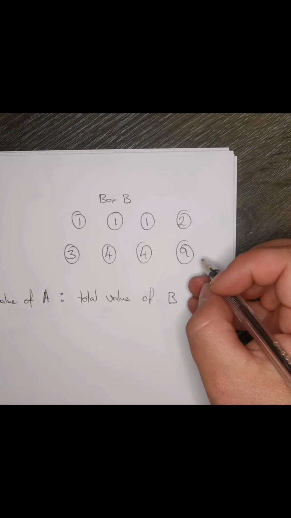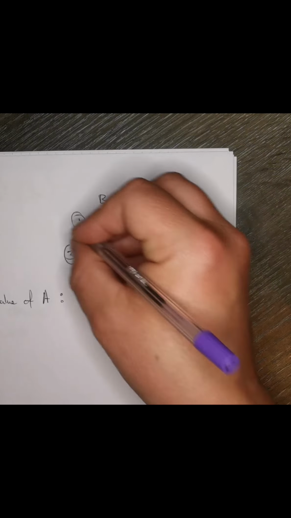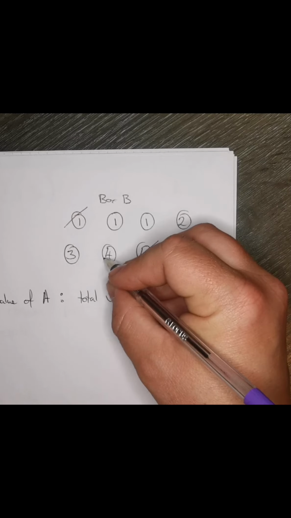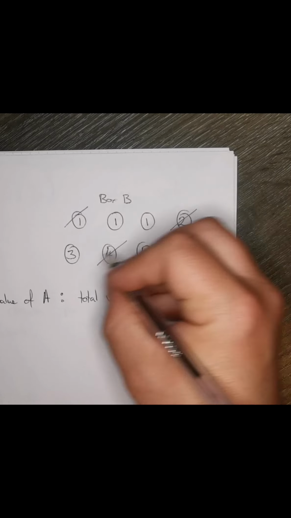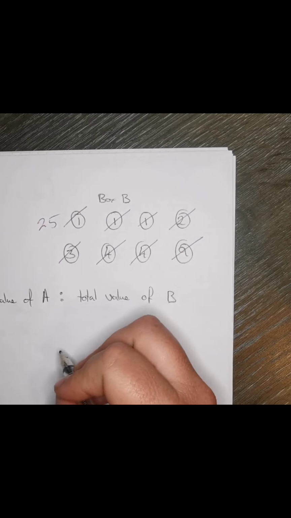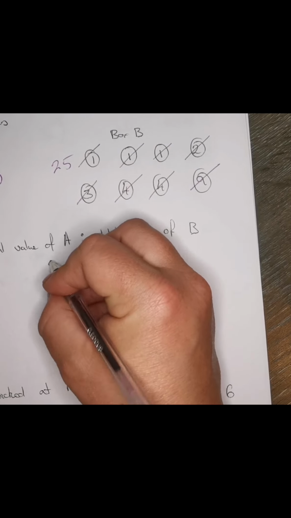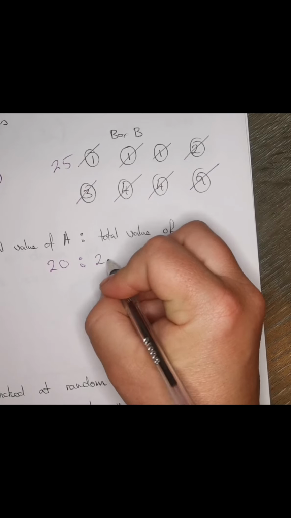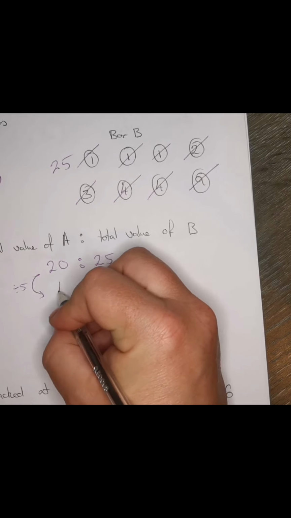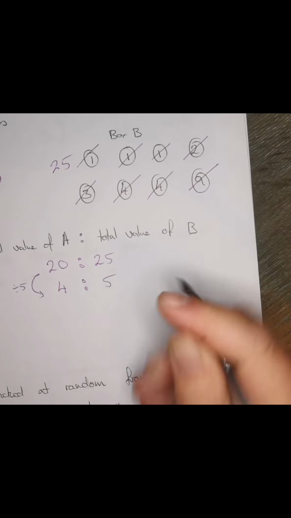Now I'm going to add up my box B. So 9 add 1 is 10. 14, 18, 20, 23, 24, 25. So my ratio of A to B is going to be 20 to 25. These both divide through by 5. So that is going to be 4 to 5.